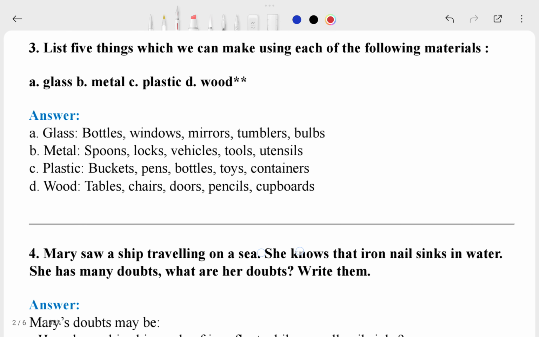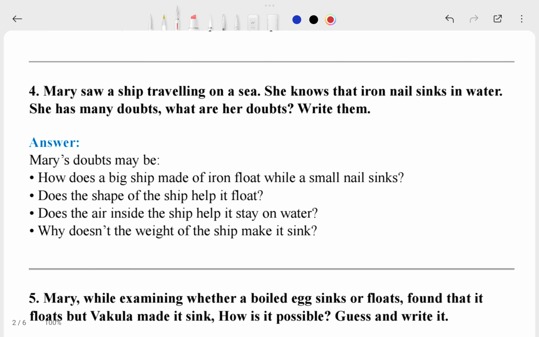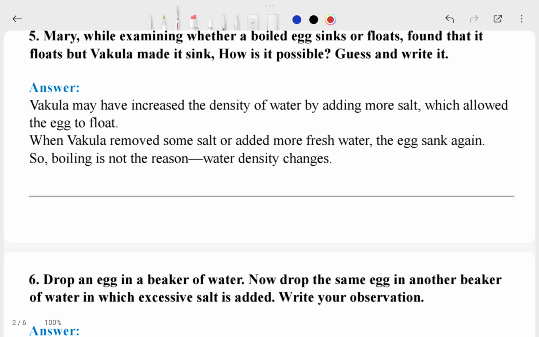Right, so let's talk about the third question. List 5 things which we can make using each of the following materials: glass, metal, plastic and wood. So glass is here, metal and plastic and bottle. Right, the fourth question. Mary saw a ship traveling on a sea. She knows that iron nails sink in water. She has many doubts. What about this question? This is the answer here. This is your fifth question.